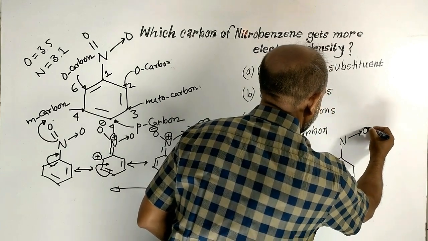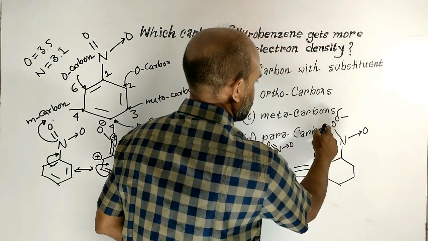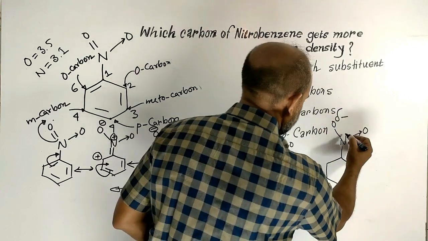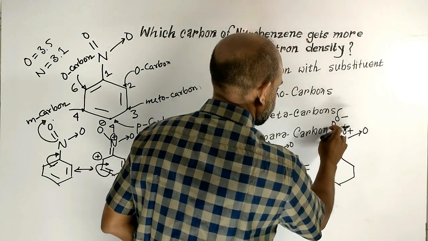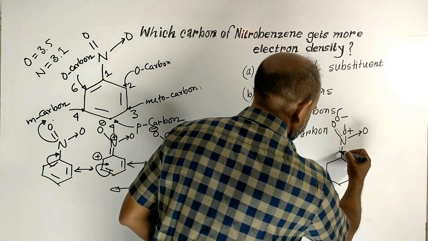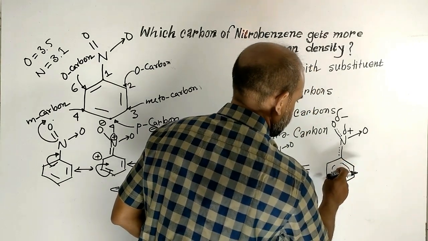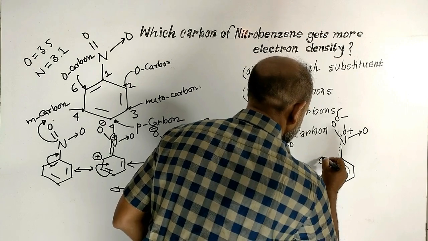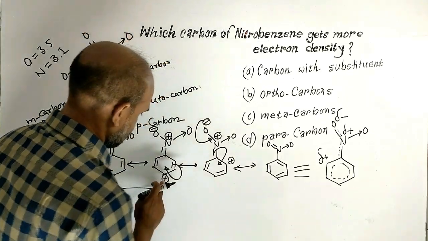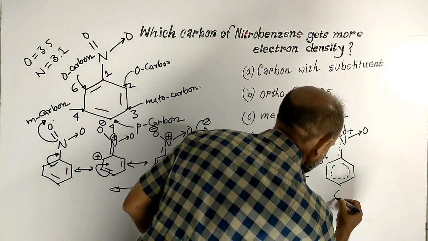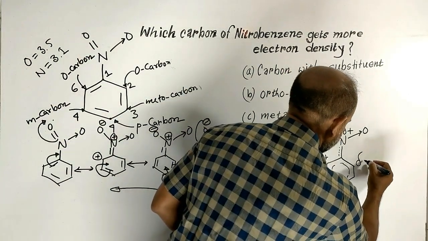Nitrogen, coordinate covalent bond, oxygen, here this oxygen is partially negative in charge, this is partially positive in charge, and partial oxygen nitrogen double bond. Here partial nitrogen carbon double bond. Here movement of electrons. This carbon becomes partially positive in charge, that is ortho carbon. Then para carbon becomes partially positive in charge, and then another ortho carbon becomes partially positive in charge.